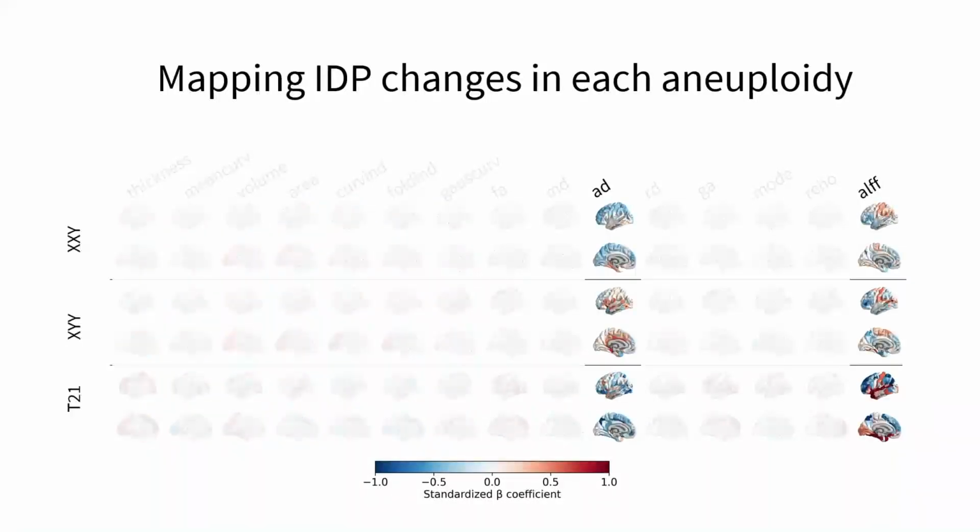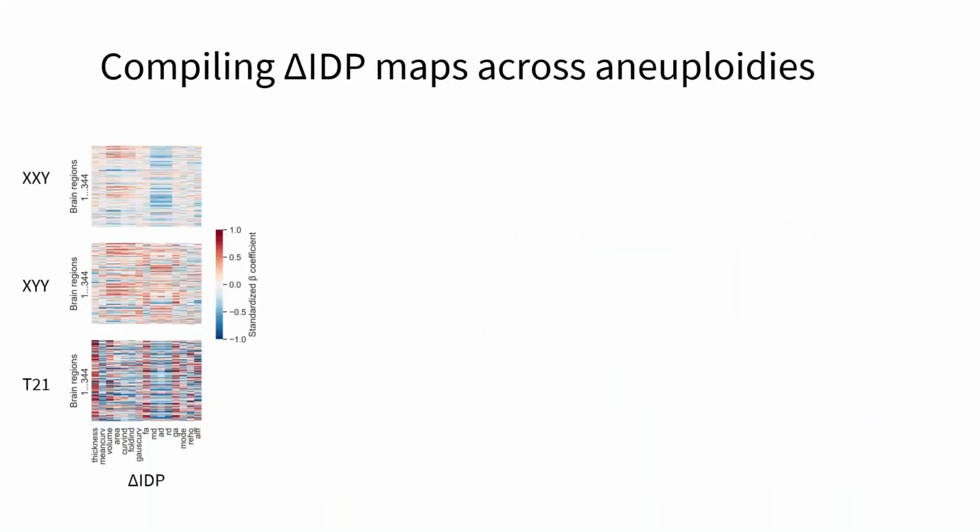But in addition to those morphometric measures, we also looked at novel phenotypes such as axial diffusivity, which is a measure of microstructural change, as well as amplitude of low frequency fluctuations, which is a measure of altered local neural activity. And so again, just qualitatively, we can see that these maps, A, don't resemble one another, and B, don't resemble the other maps, suggesting that there is a lot of convergence and divergence that we have yet to actually explore.